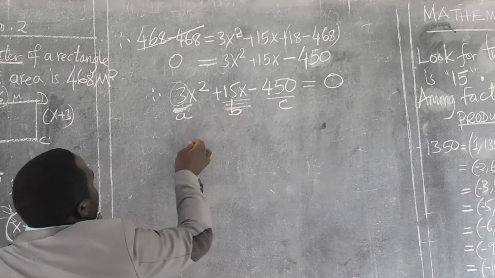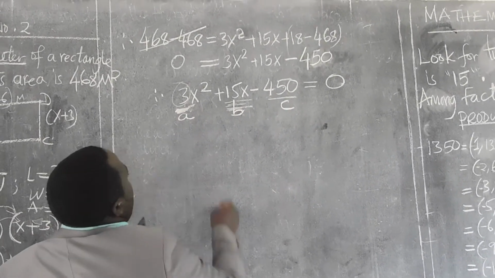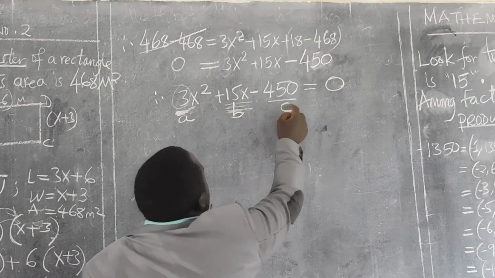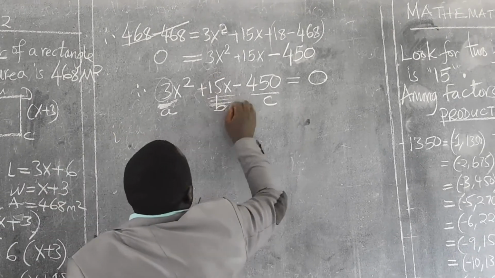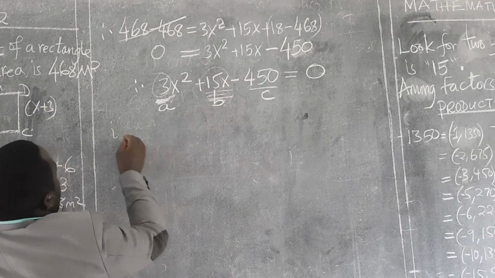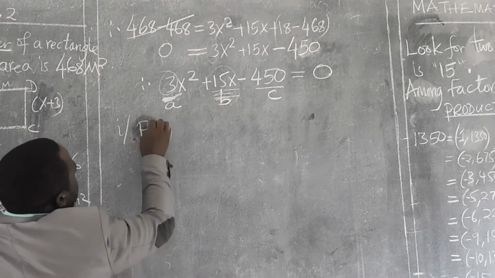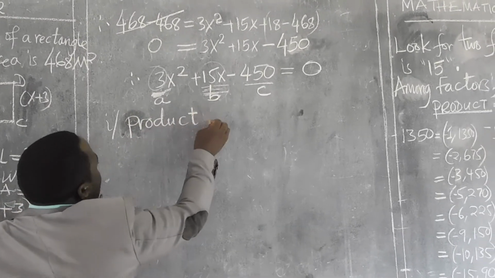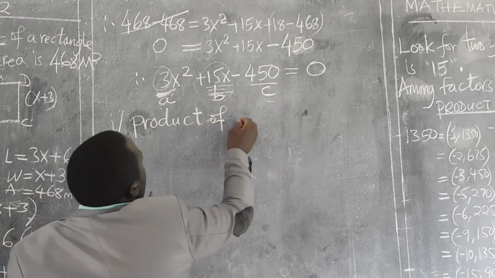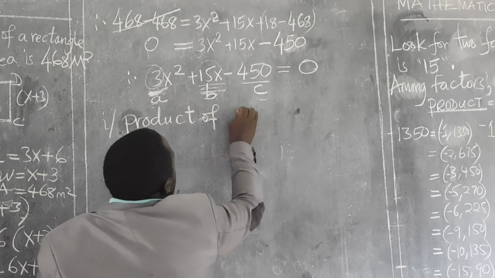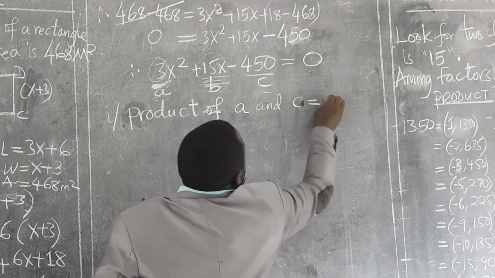Therefore, we have three things: A, B, and C. A is the coefficient of x squared, B is the coefficient 15, and C is the constant number. In order to split or break down the middle term, you have to know these two things. First, the product of A and C. This means A times C.